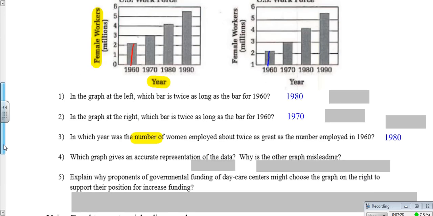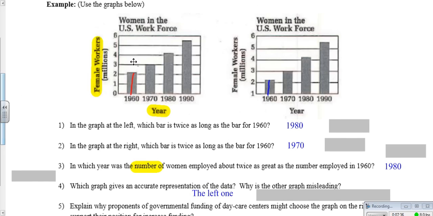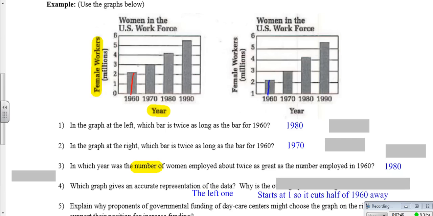All right, which graph gives an accurate representation of the data? Well, 1980 shows up twice, so that would be the left one, because the left one actually shows you accurately the number and the bar being twice as big. Why is the other graph misleading? Well, if you look close enough, there's really only one difference, and that is that this graph starts at 1. So instead of starting at 0, it started at 1.